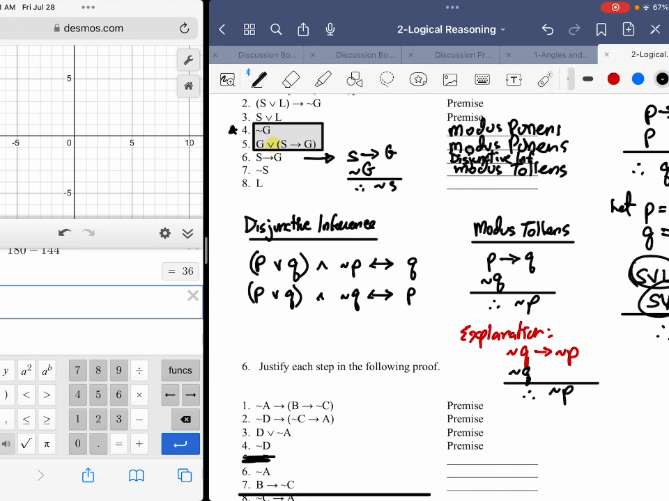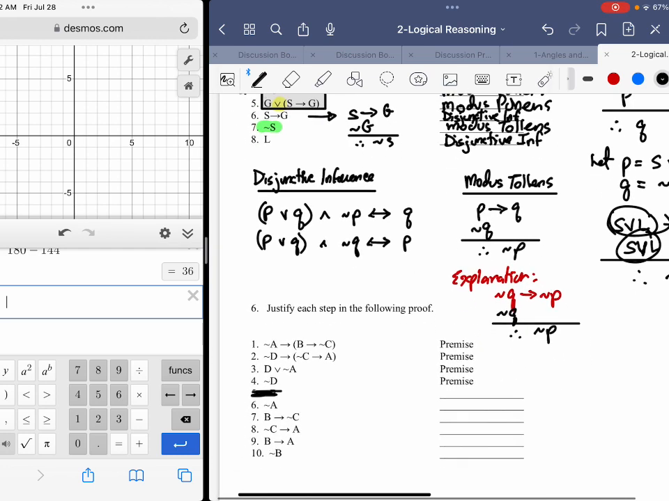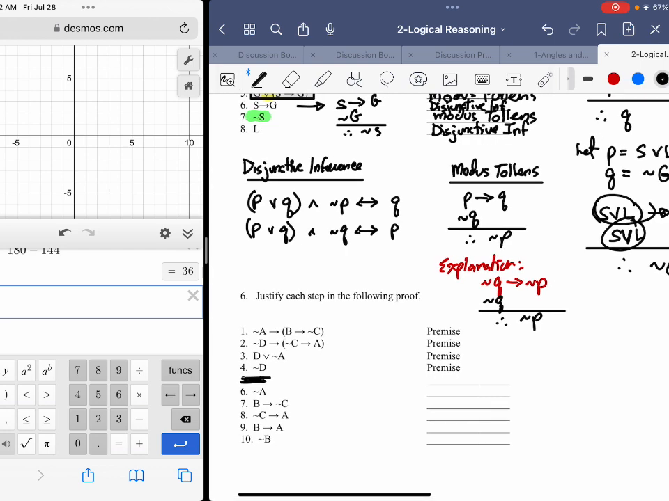All right. Now, just looking at it very quickly, I have an S or L, and I have a not S. Well, if it's S or L and it's not S, then it's going to be L. So that makes sense for number 8. The rule that justifies that is disjunctive inference.